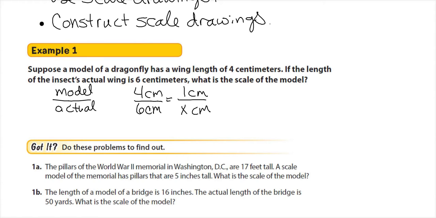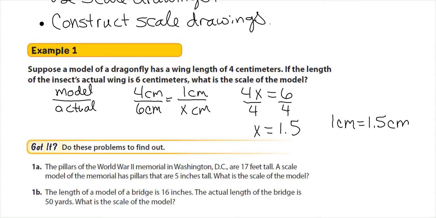All right, then we're going to cross multiply, so this goes back to using proportions. So we're going to do 4 times x, which is 4x, 1 times 6, which is 6, and we'll divide that by 4. And of course, it's going to give us 1.5. All right, so now we need to actually write out the scale. So what this means is 1 centimeter is equal to 1.5 centimeters. It's kind of like finding the unit rate, if you will, only the ones on top instead of on bottom.